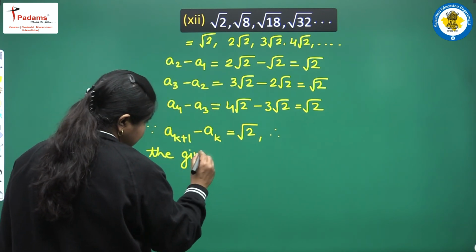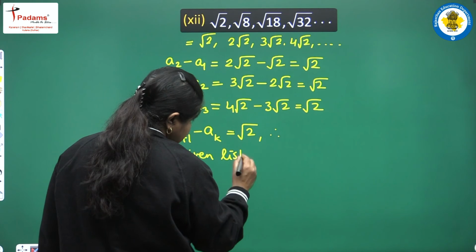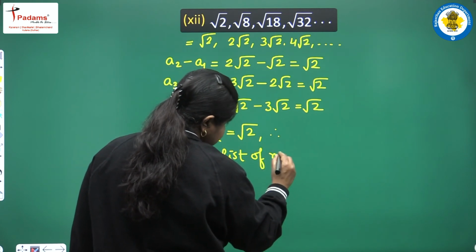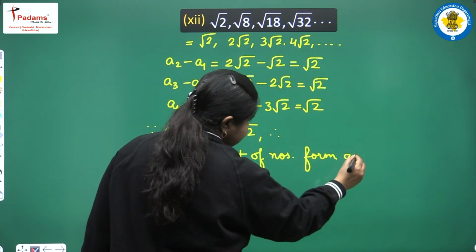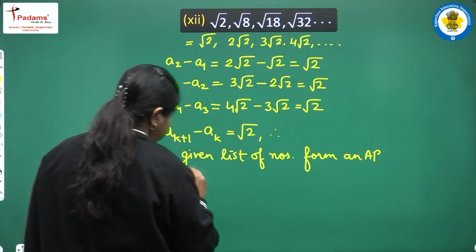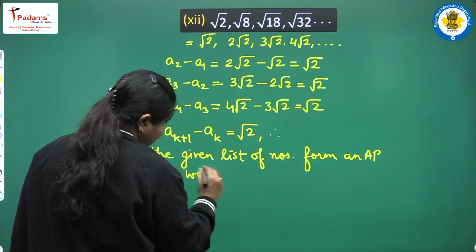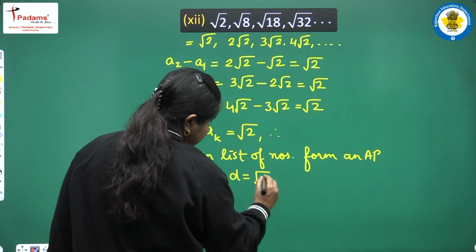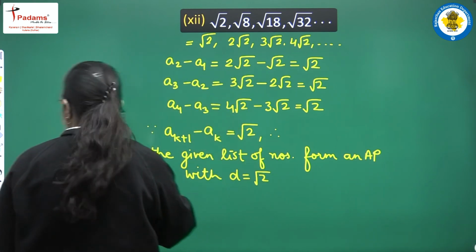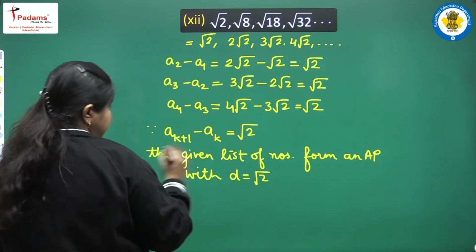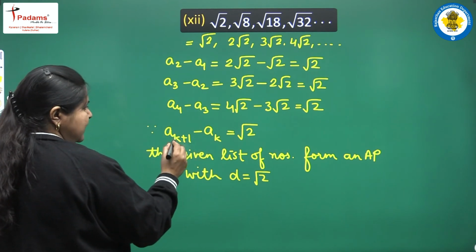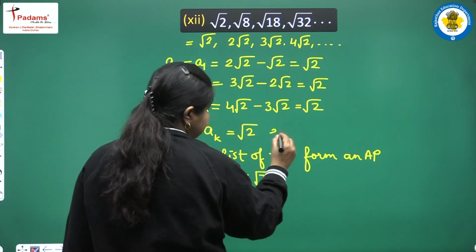Therefore the given list of numbers form an AP with common difference D equal to square root 2. Here I can write it in this way: every time, since the difference between the k plus 1th term and kth term is root 2 every time.